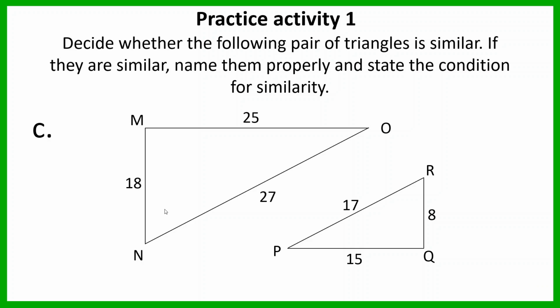Okay, so let's go through this one. So you should have found that these two triangles are not similar to each other. First of all, we don't know anything about the angles, so we can't work with angle, angle, angle. We would be working with sides in proportion.